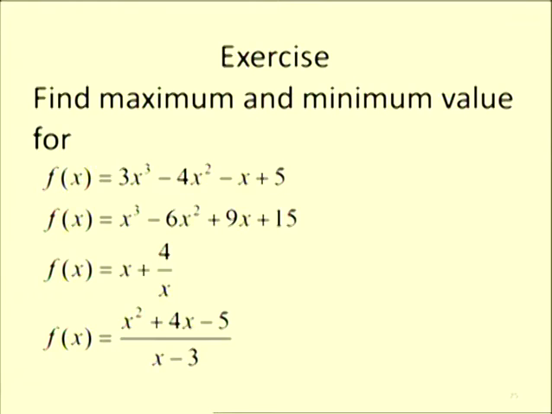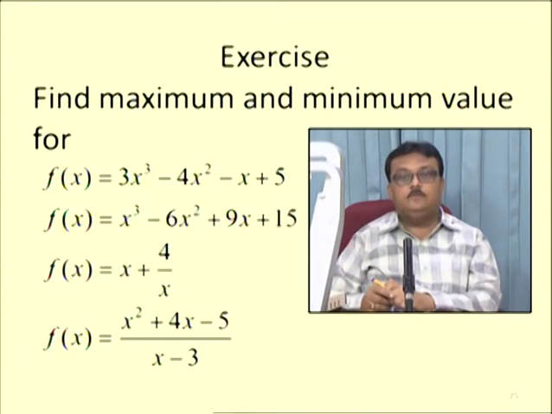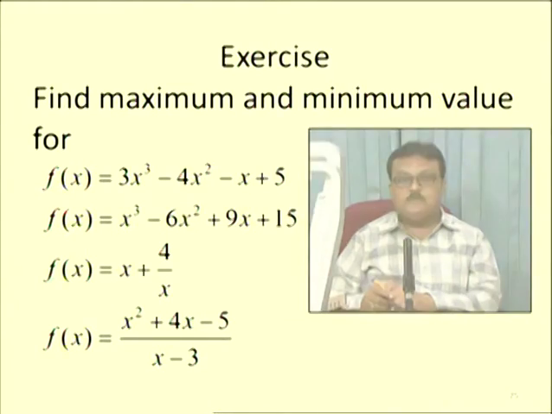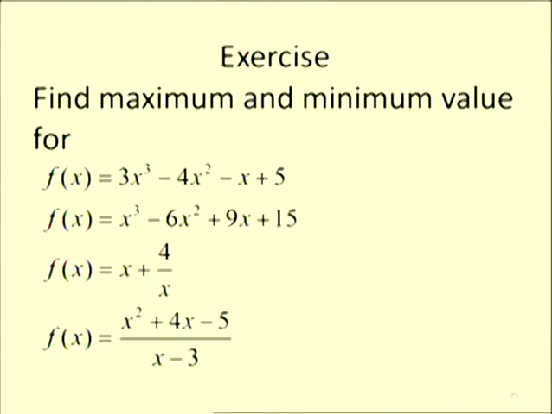Then we get the f double dash x. We put the value of these roots in f double dash x and find whether it is positive or negative, and then if the value is negative, we can say the function is maximum, and if it is positive, we can say the function is minimum. Let us solve one example out of this.